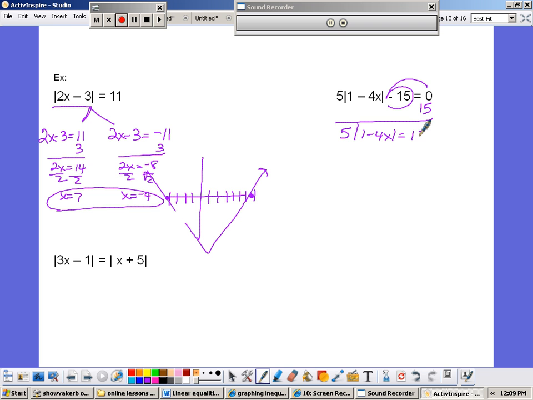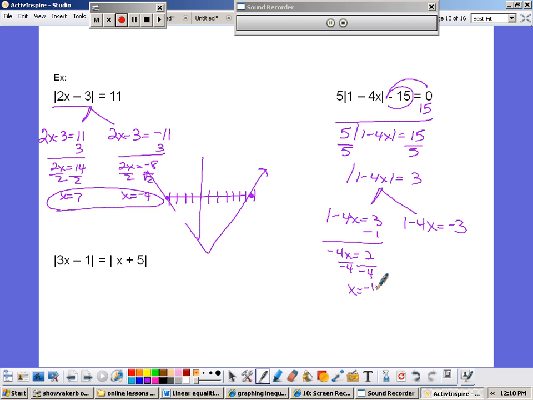Then I have to divide by 5. Now that the absolute value is by itself, now I can split it into two. Positive and negative version. Move my 1 and divide by negative 4. Move my 1, divide by negative 4. My boundary points.